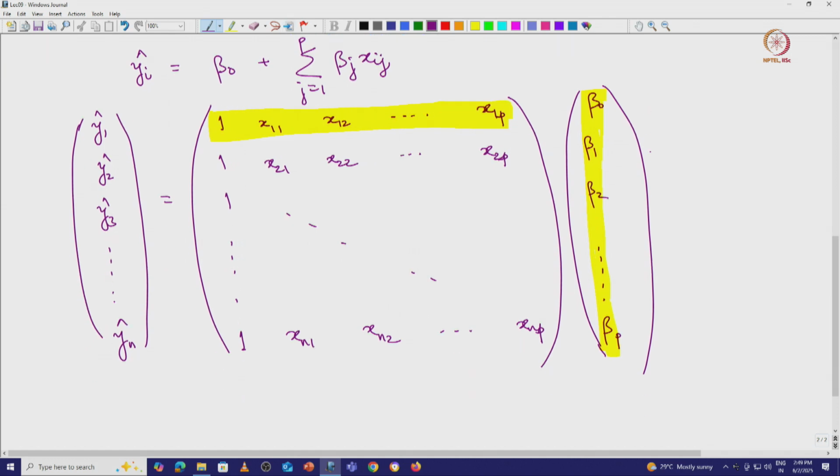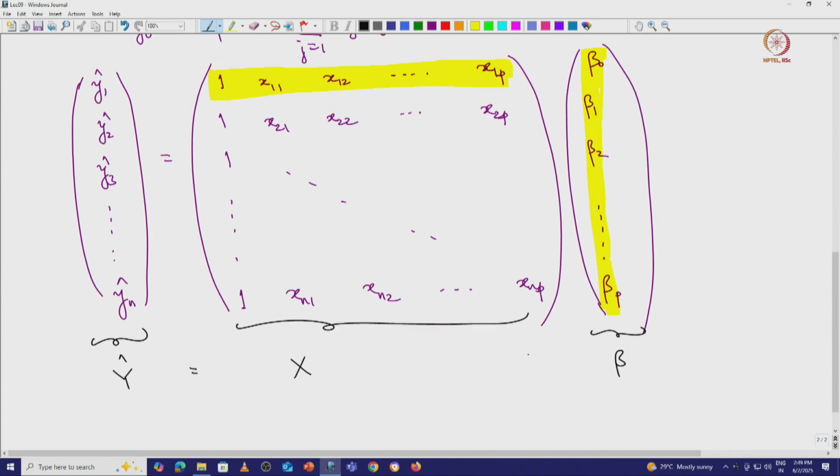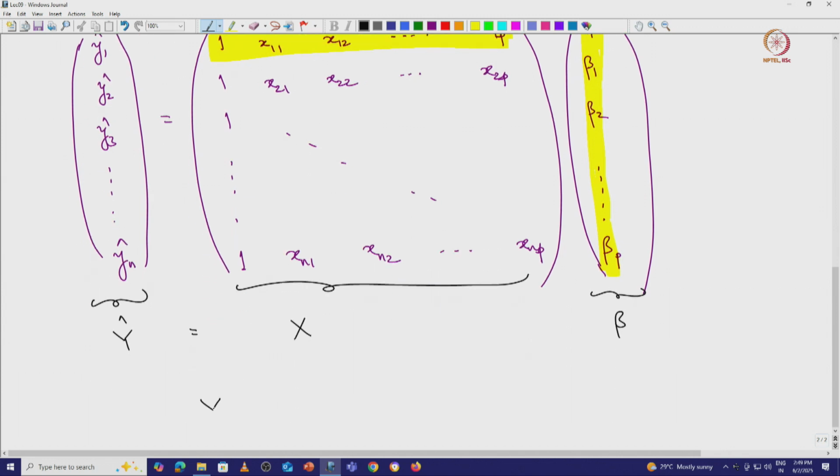So if you represented this as a vector y hat, this will be equal to the matrix of data X times the vector of the weights beta. So this is how it would look in matrix notation. y hat is equal to X times beta, that is as simple as it looks in matrix notation.